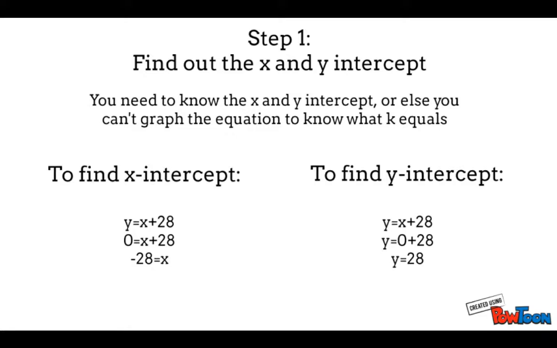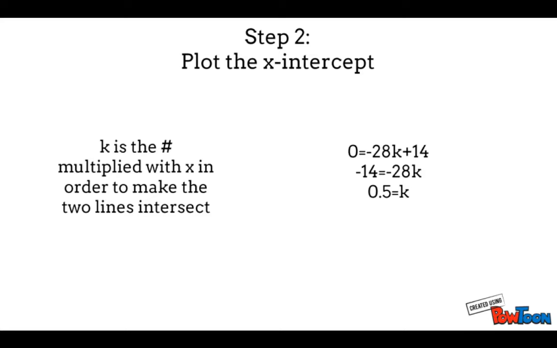Step 1 is to find the x and y intercepts, because without the x and y intercepts, you can't graph the equation to know what k equals. To find the x-intercept, I substituted y with 0 to get x equals negative 28. To find the y-intercept, I did the same thing, just substituting x with 0, to get y equals 28.